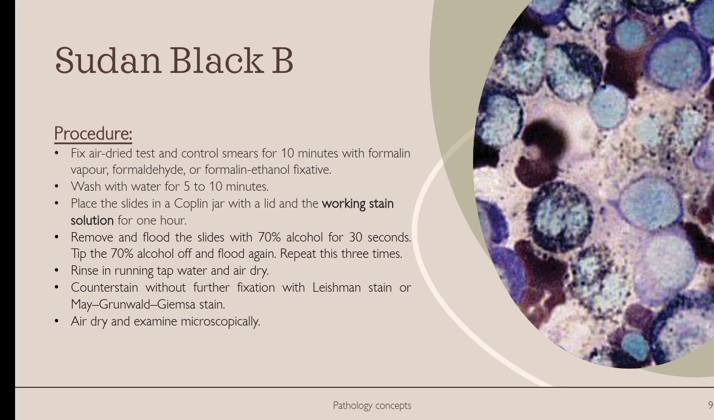Procedure: fix the air-dried test and control smears for 10 minutes with formalin vapor, formaldehyde, or formalin-ethanol fixative. Wash with water for 5 to 10 minutes. Place the slides in the Coplin jar with a lid and the working solution for 1 hour. Remove and flood the slides with 70% alcohol for 30 seconds. Repeat this 3 times.